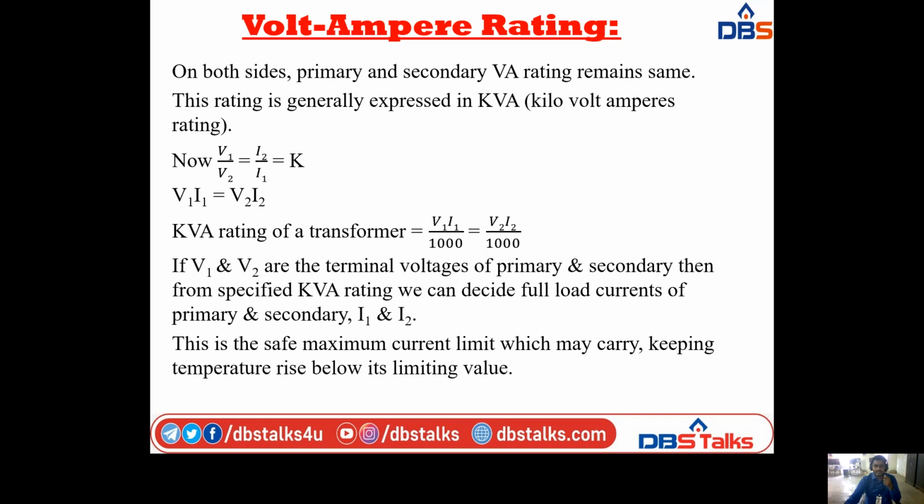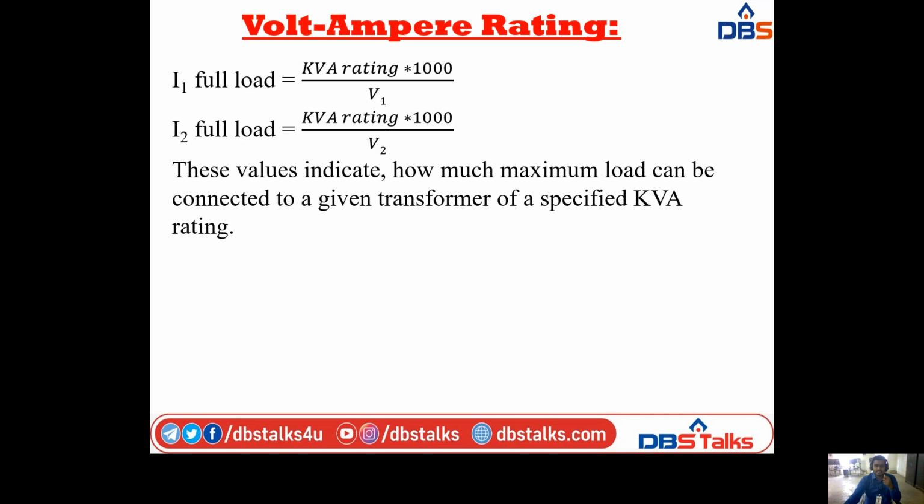Next, from this I am writing I1 full load is equal to kVA rating into 1000 by V1, and I2 full load is equal to kVA rating into 1000 by V2. These are the formulas for the full load current on the primary side and the secondary side. So these values indicate how much maximum load can be connected to a given transformer of a specified kVA rating.